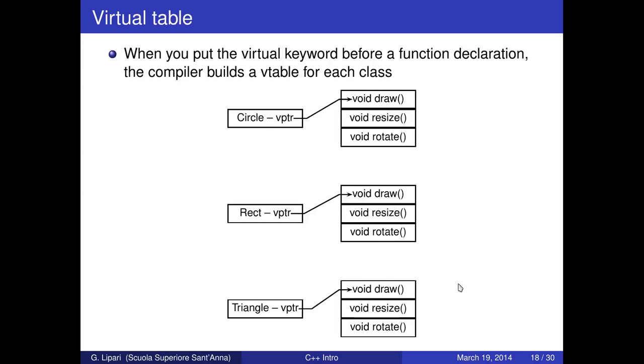Okay, so here we are going to have at least 3 or 4 tables, because there is also a table for shape typically. Each one contains specific pointers for the different functions. Inside the object you have a pointer to one of these tables depending on the type of the object. So inside an object of type circle there will be a pointer to the table for class circle. Inside an object of type rectangle you are going to have a pointer to the table for the class rectangle, and so on.